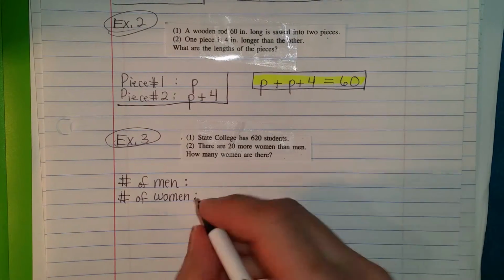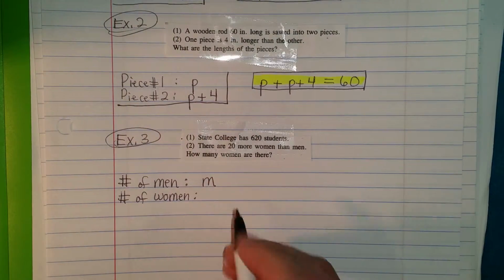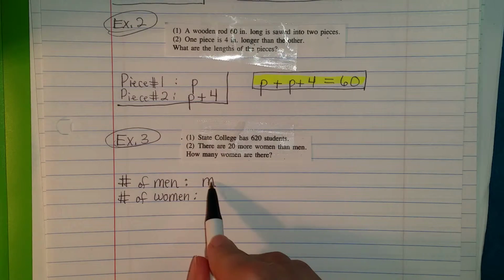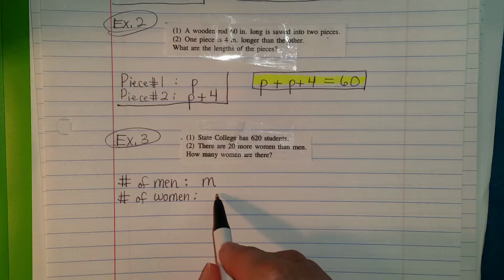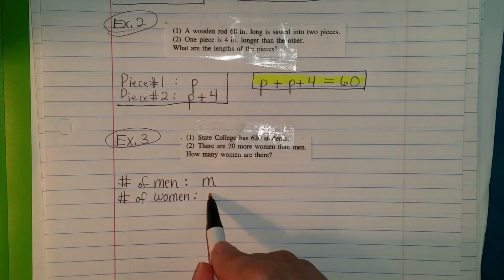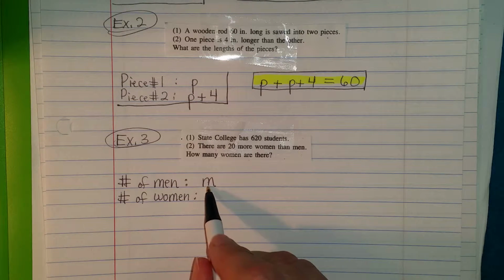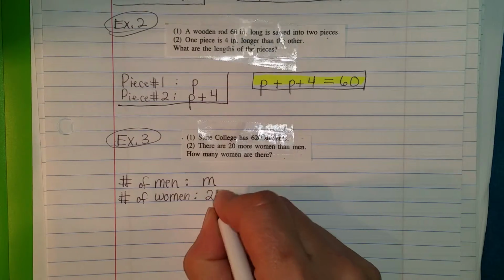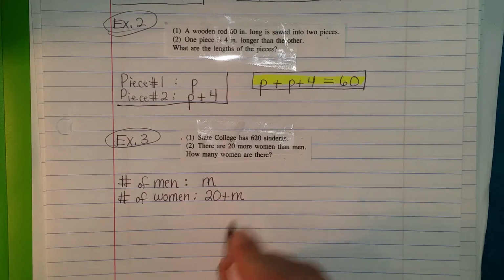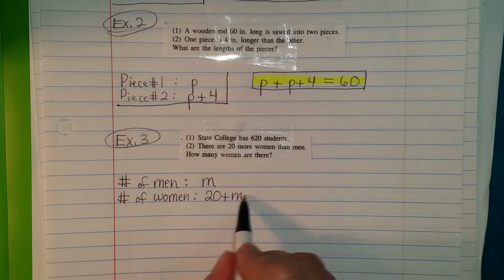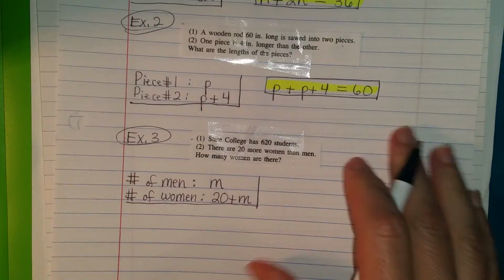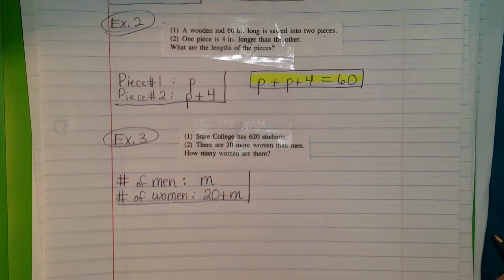Well, there's 20 more, so I said men, that's the smaller one, so that's M. I have to define women in terms of M. I don't want to use a W because then I have two variables. I have to have only M in my equation. So 20 plus M, because there's 20 more women than men, this gives me the number of women. So only M should be the variable.